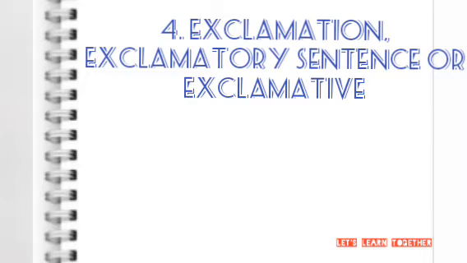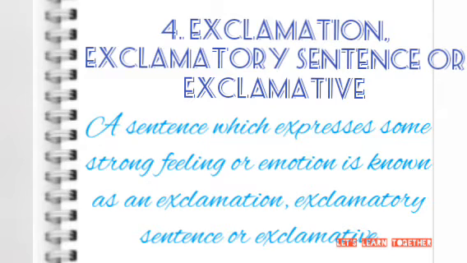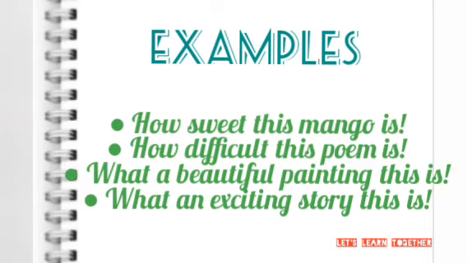Let's discuss the next type of sentence, known as an exclamation or exclamatory sentence, also known as exclamative. A sentence which expresses some strong feeling or emotion is known as an exclamatory sentence. Let's see examples. How sweet this mango is. How difficult this poem is. What a beautiful painting this is. What an exciting story this is. All these four examples express some kind of strong feeling or emotion. So these are the four kinds of sentences.